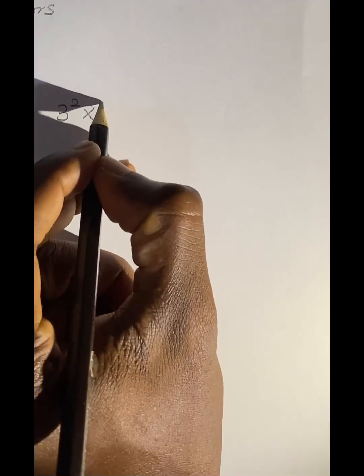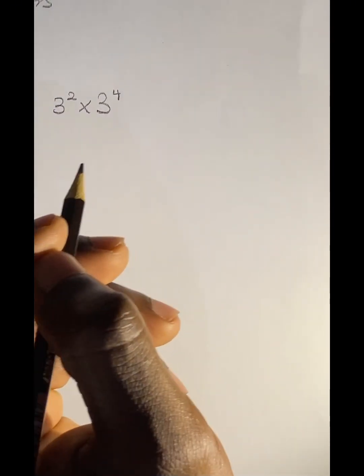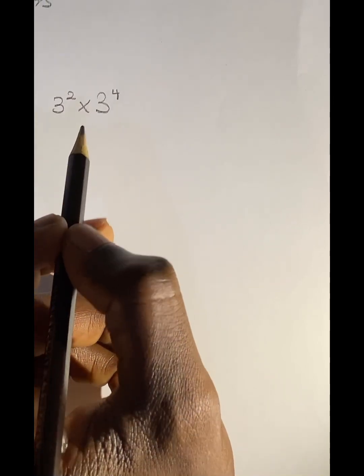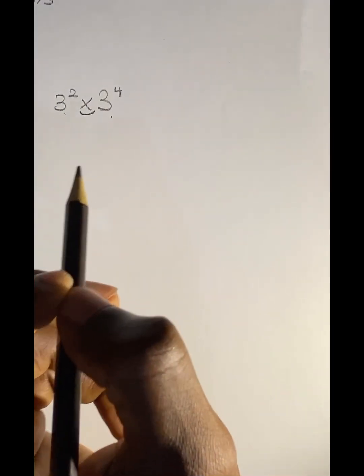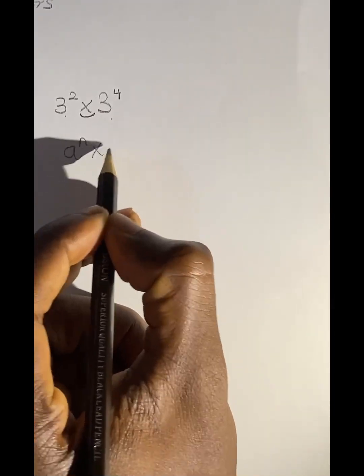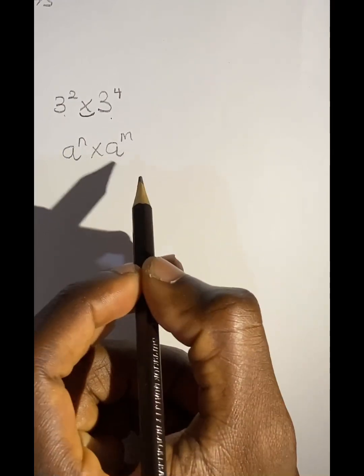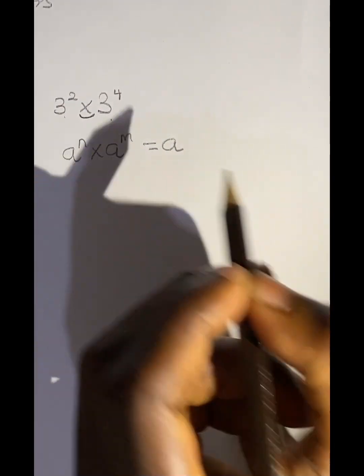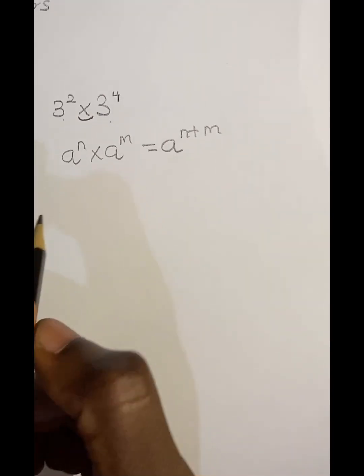Now, with the laws of indices, let's consider this expression where we have 3 raised to the power 2 times 3 exponent 4. Now, with this expression, a law of indices states that whenever we are having a multiplication of the same bases, that is, if we have A to the power n times A to the power m, what we are supposed to do here is we add the exponents. Adding the exponents will give us the same A as the base, with n plus m. So this is how we do it.